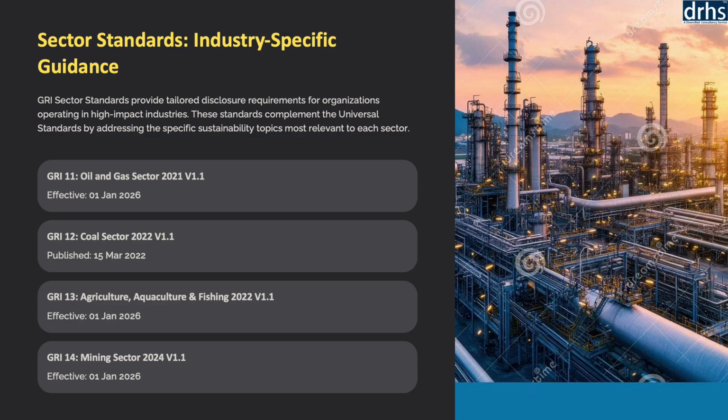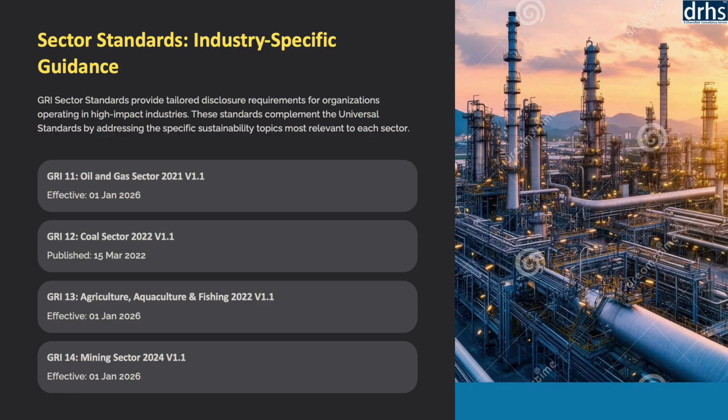By prescribing sector-relevant disclosures, they enable organizations to report on issues that are most material within their operational context, including resource extraction, emissions intensity, biodiversity impacts, labor conditions, and community relations. Importantly, the sector standards enhance comparability within industries, allowing stakeholders, investors, regulators, and civil society to benchmark performance across peer organizations. This fosters greater transparency and drives accountability, particularly in sectors subject to heightened scrutiny.